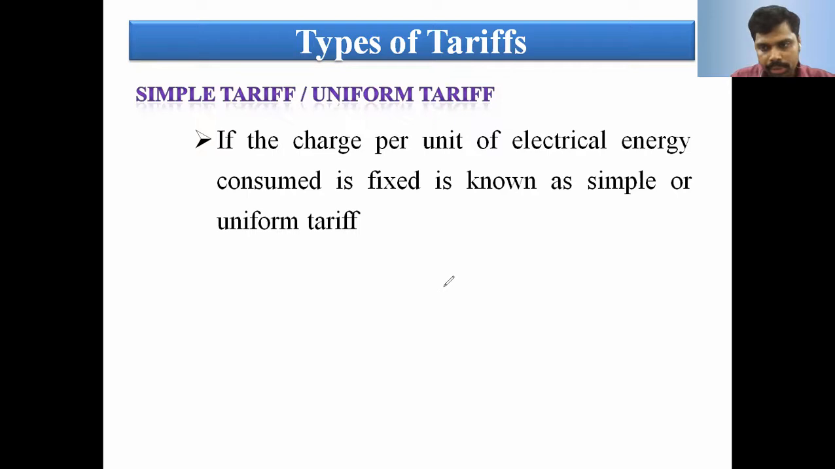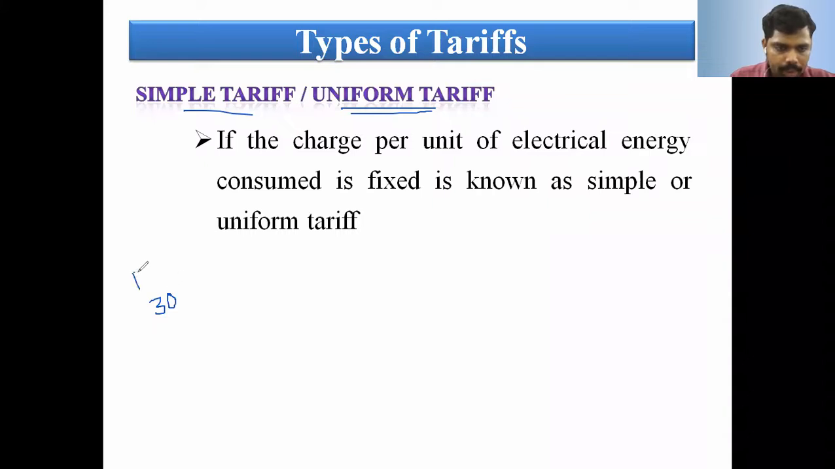For all the consumers, the tariff is fixed. That is the simple tariff, the uniform tariff. For all the consumers, they are charged the same cost. Suppose a domestic consumer, per month, consumes 30 units. And these consumers are paying the same amount.